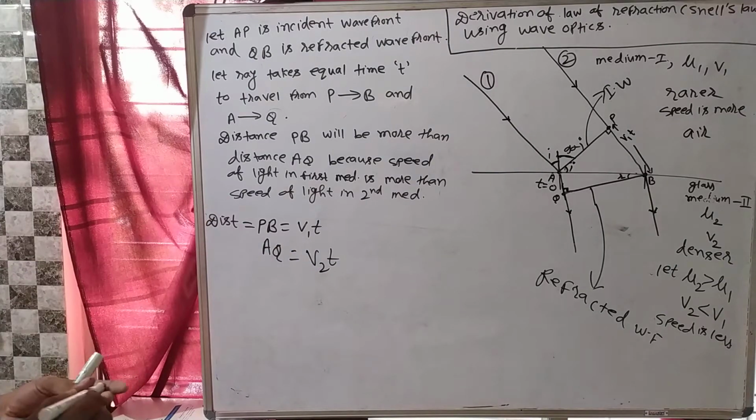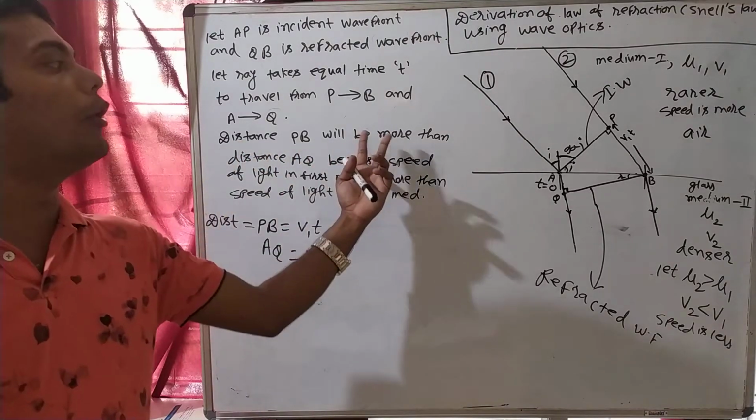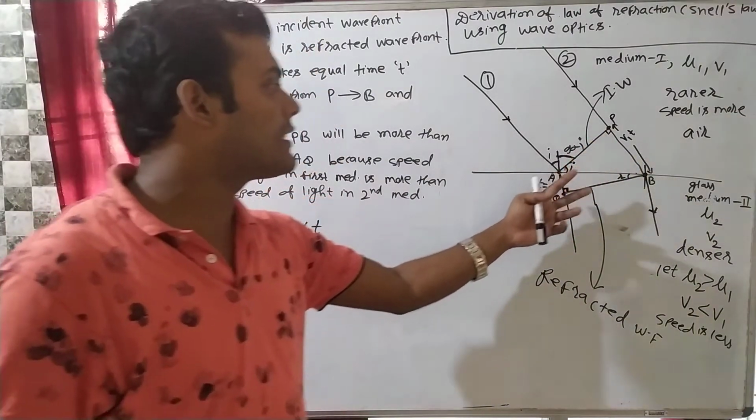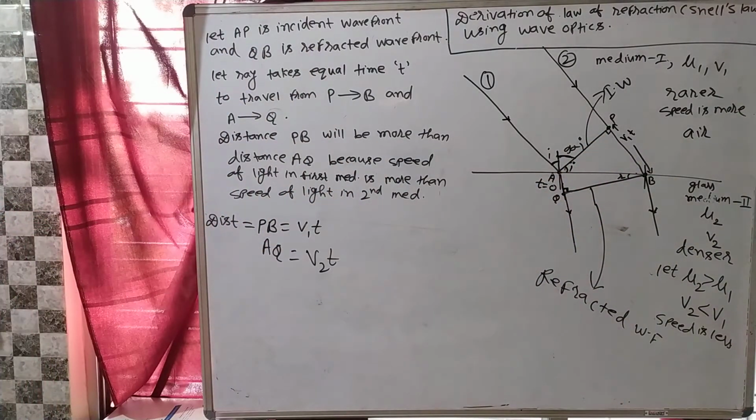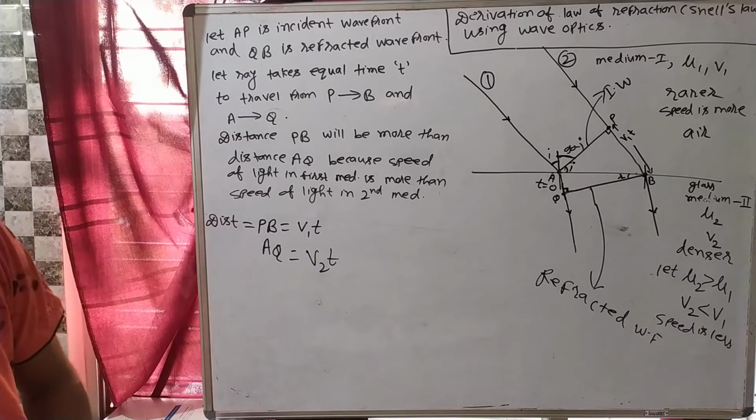Same thing I have written here, that distance PB will be more than distance AQ. This distance is more than this distance because the speed of light in the first medium is more than the speed of light in the second medium. Clear?